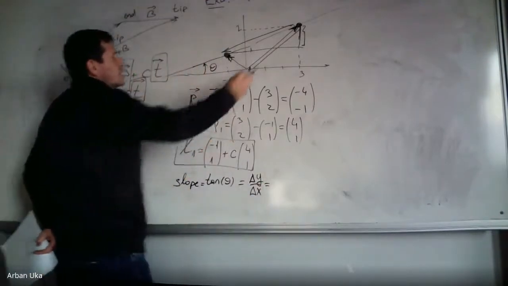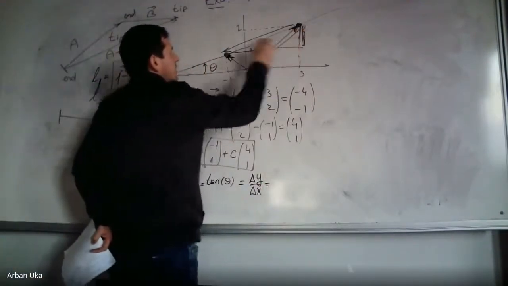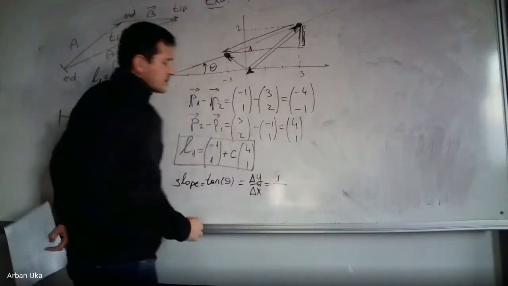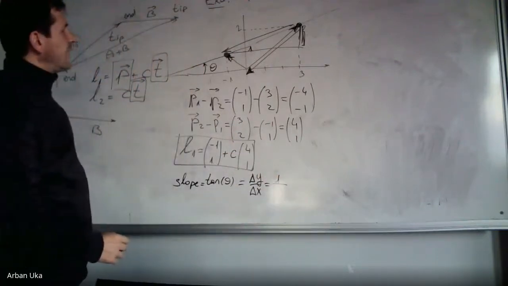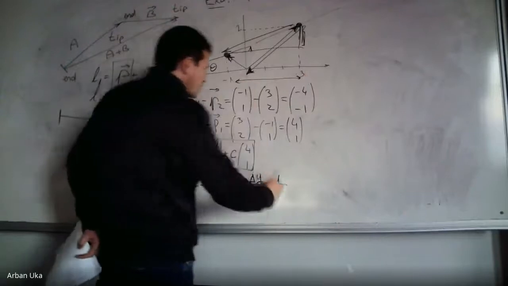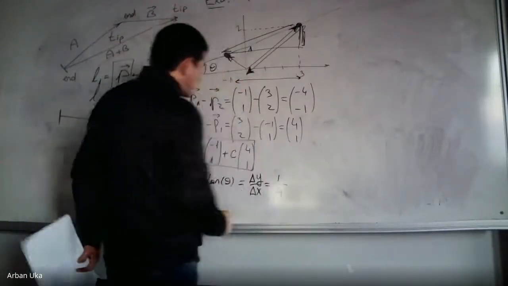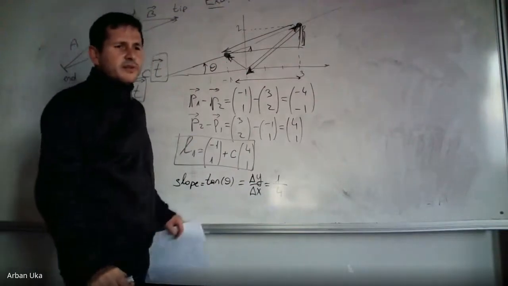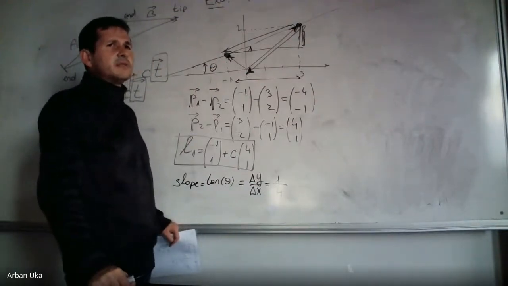And what is this side, the length? It's 1, okay? Divided by the delta x. What is delta x? 3. 4. That's true. So this is 1 over 4. So this is the slope. So what is the angle? Is the angle more than 45 or less than 45?